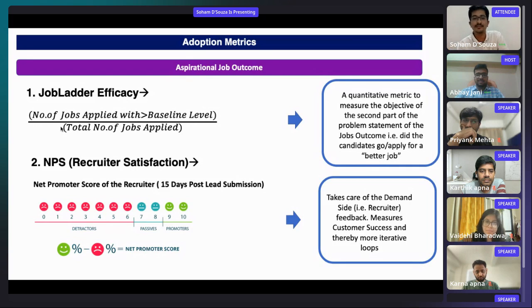That is, we have... It's almost time. Yeah. Yeah. So I can stop sharing.